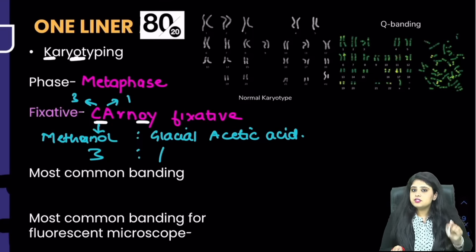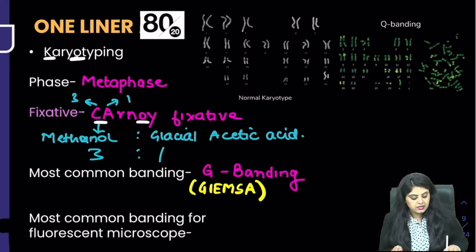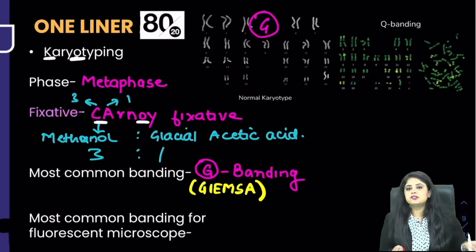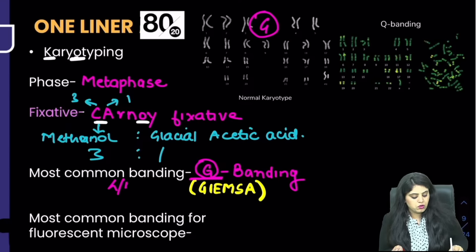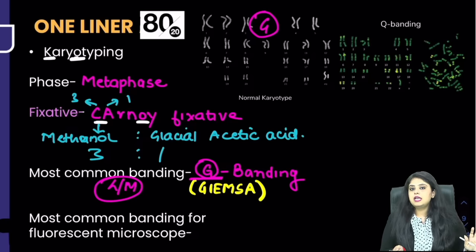Karyotyping is done in all the central institutes, including AIIMS. That is why they ask you so much karyotyping in INI-CET. What is the most common banding? The most common banding is G banding, Giemsa banding. We studied G banding, Giemsa, as the poor man's stain, which needs the poor man's microscope, the light microscope.